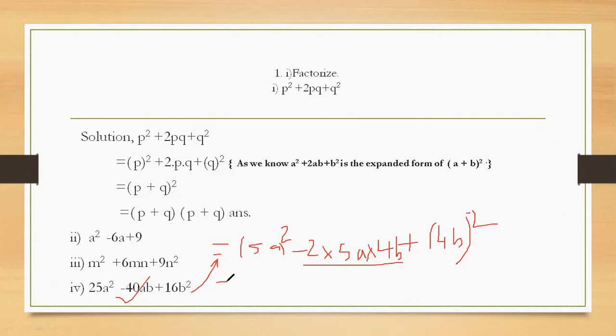Now this is the formula of which one? Tell. 5a minus 4b whole square. And 5a minus 4b whole square, what does it mean? It means 5a minus 4b, 5a minus 4b, we have to write them 2 times. Understood, children? These are the two factors of this question. Have you understood?